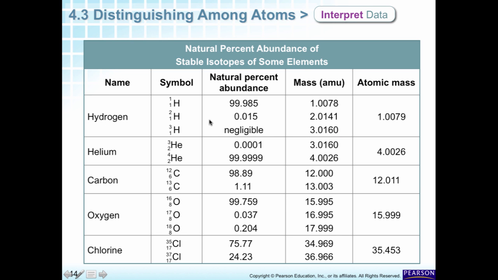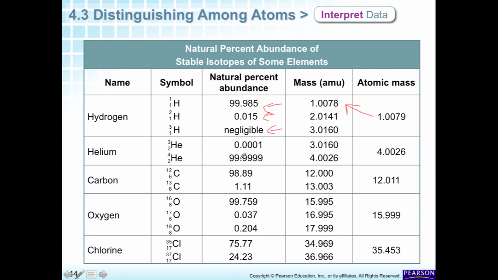So here we look at different elements. Hydrogen has 3 isotopes: hydrogen, deuterium, and tritium. Helium has 2, carbon has 2, oxygen has 3, chlorine has 2. So we look at each of their masses here, and we see 1, 2, 3, okay? Most of what we know as hydrogen is hydrogen-1. A little bit of it is hydrogen-2 or deuterium, and there's very little tritium, okay? But we notice if we look at the atomic mass, it's closer to the one that has the greatest abundance, okay?